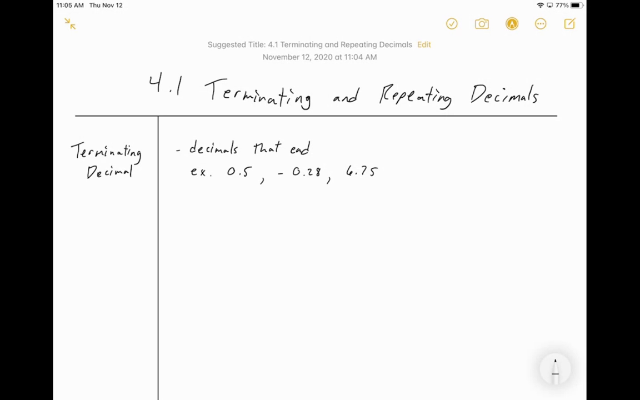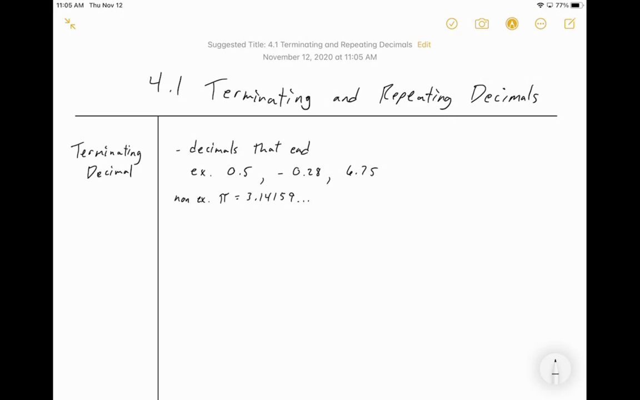So you might say, well, Mr. Leon, isn't that like all decimals? Well, here's a non-example, just so you guys can see, okay? A really famous non-example is pi. Pi is 3.14159, and it goes on forever and ever. So it doesn't terminate, right? It never finishes, okay? So we like terminating decimals because they end, they're easier, right?